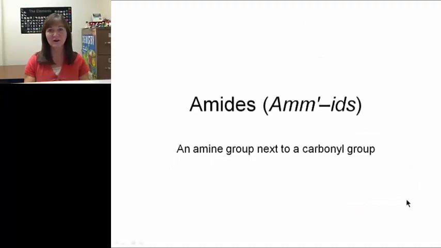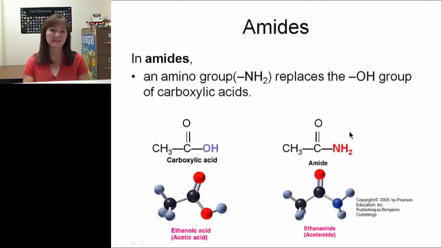Okay, moving on to our last organic functional group we're going to look at in this class, which are the amides. An amide is an amine group next to a carbonyl group. Okay, so that's the biggie to look for when you're trying to identify an amide. So in amides, the amino group replaces the hydroxyl group on a carboxylic acid. So they look very similar to a carboxylic acid.